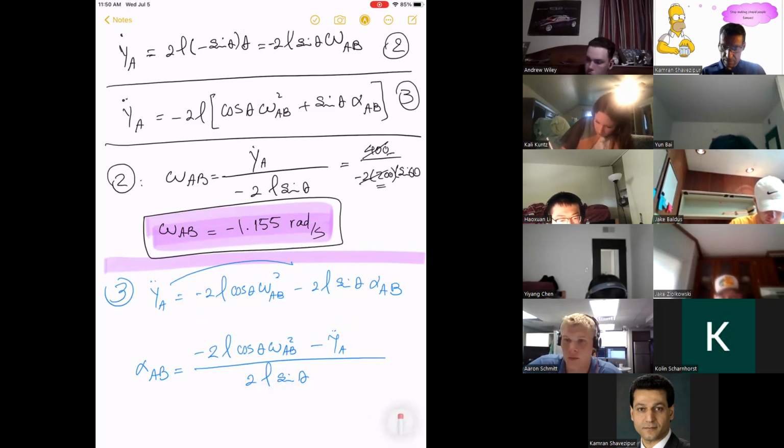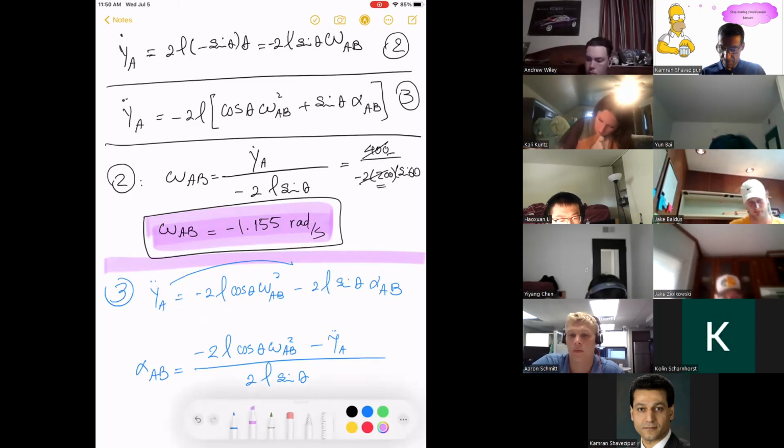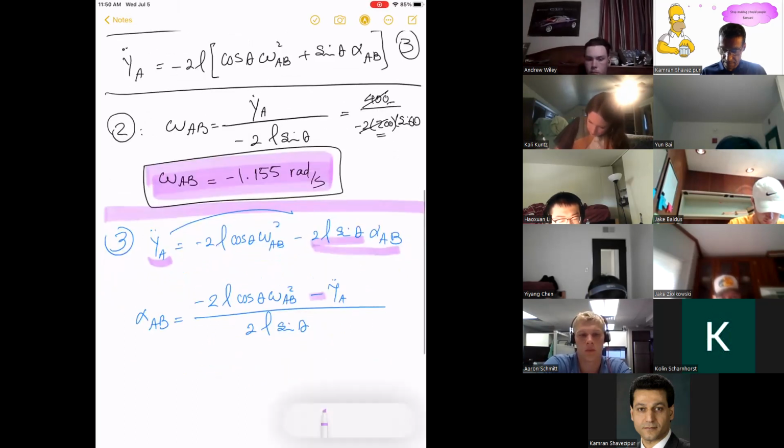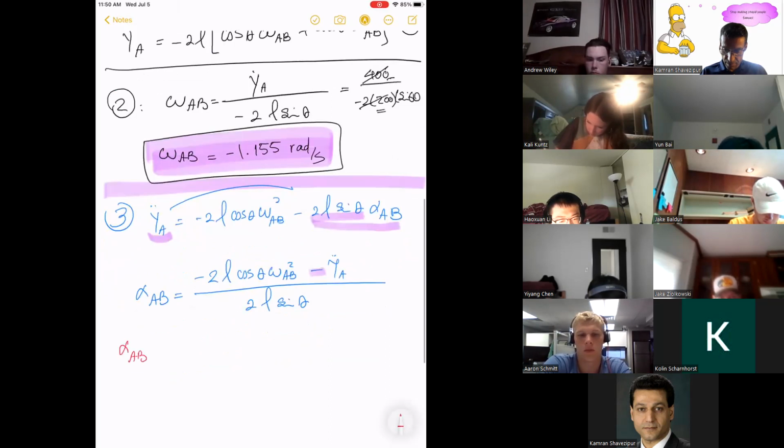Okay. I take this term to the left-hand side, it becomes positive. I take this to the right-hand side, it becomes negative. Then I divide the two sides by this. So this is what I'm going to get. And if you substitute the values, alpha AB is going to be minus 2 times 200 cosine 60 omega AB squared, which is 1.155. You see, it's negative, but because it's a square, I don't put the negative sign because it doesn't matter. Or you can put the negative sign anyway.